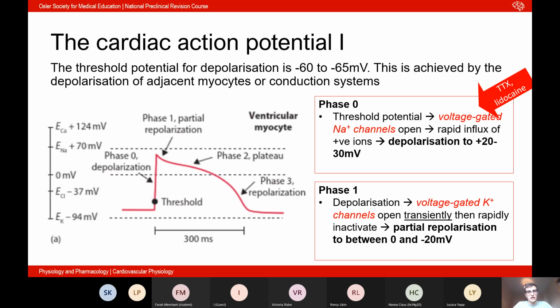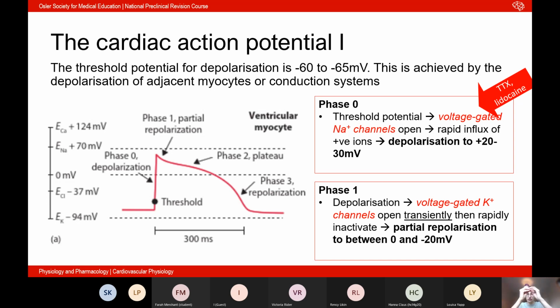So we get this resting potential of about -84, did I say before? Around -80 millivolts. And then you reach a threshold potential of roughly -60 to -65, and that triggers this action potential. So we assign names to the different parts of this. Phase 0 is depolarization, or the upstroke of the action potential. And this is where we reach threshold of -60 to -65.